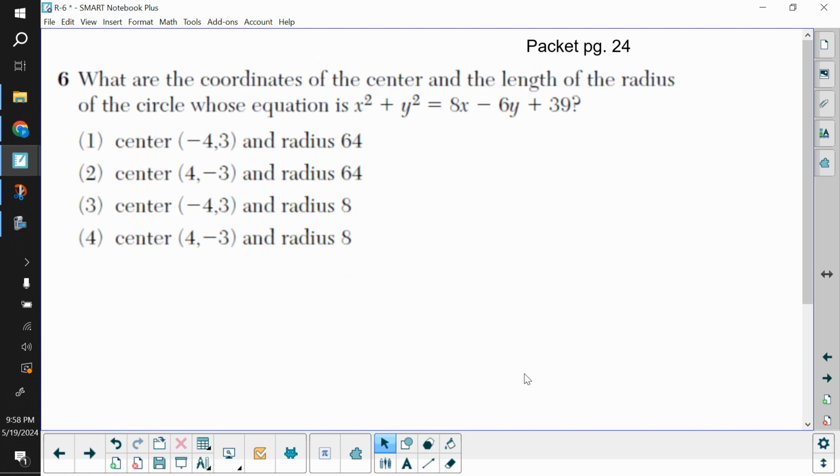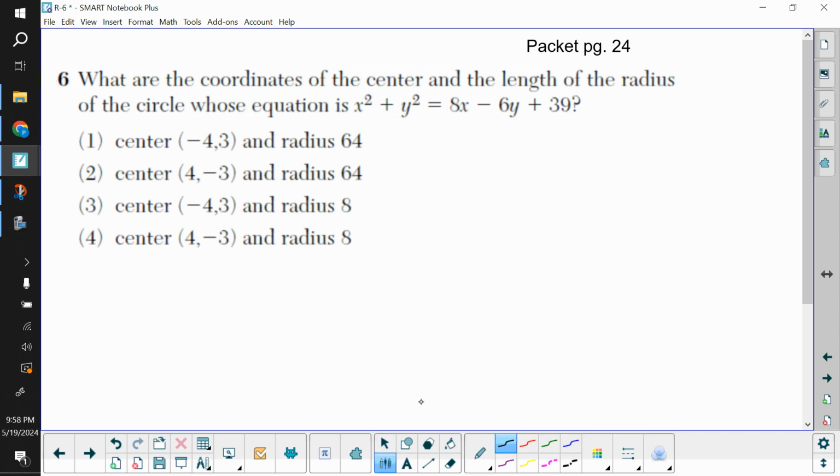We're going to move over to the Regents problems packet, packet page 24. We'll give you a minute to flip to there. All right, so these types of questions are very common on the Regents.